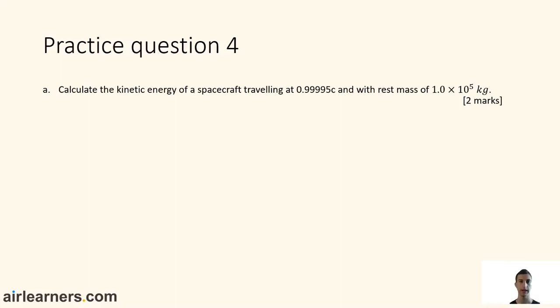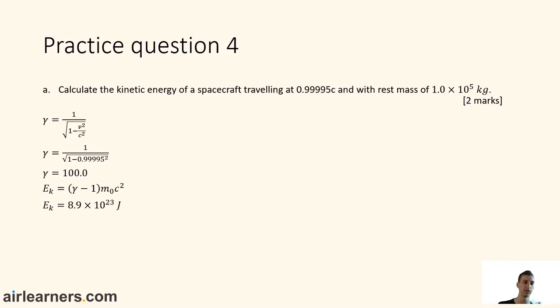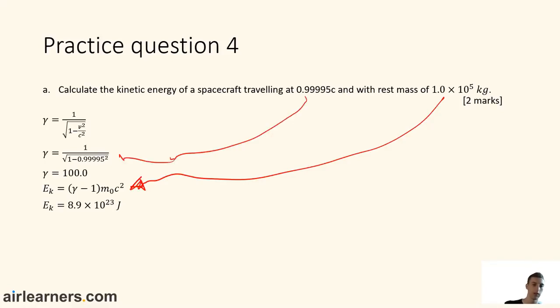Okay, now that you've had a good chance to do that question, let's take a look to see how I would approach this. Pretty important, finding the Lorentz factor. We're going to need that, so simply substituting in the velocity, you get gamma equals 100.0. We know that our kinetic energy from the previous slide is (gamma minus 1) m0 c squared, which is quite simple straight substitution. You put in your rest mass for m0, and the value of gamma, and you get 8.9 times 10 to the 23 joules.